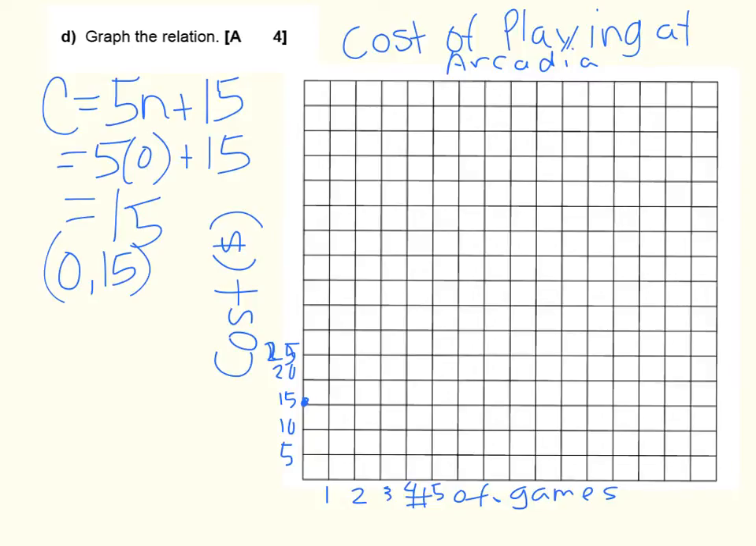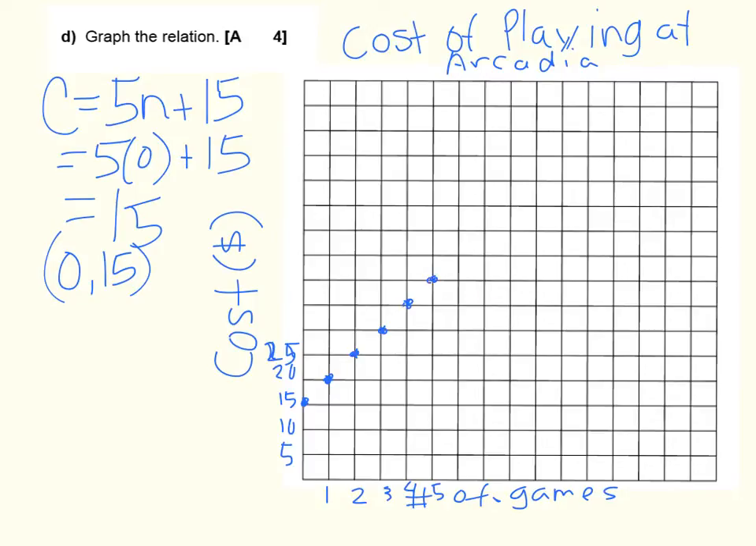So (0, 15). How much is it going to cost after they play one game? Well, one game costs $5 plus the admission fee that we already have, which was $15. My next point is going to be here. And how much is it going to cost after 2 games? 2 games, 5 times 2 equals 10, plus the 15 I already had, we have 25. And you should get the pattern by now that it's going to go up by 5 each time because it's $5 per game. So the rest of my graph would look like this.